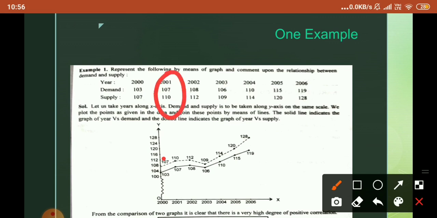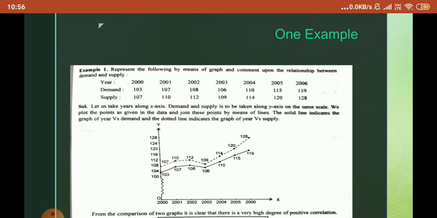Then for 2001 you plot both values, and for 2002 both values, then we join the points and get the curves. Both curves show a high degree of positive correlation because they are of approximately the same shape. So this was today's lecture. You have to do the graphical method and solve the questions of the first exercise, in which you draw a scatter diagram and a correlogram.